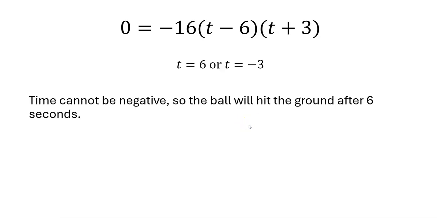Now, we're talking about time. We can't have negative time, right? We are not going backwards in time. Haven't figured that out yet. So we cannot use negative 3. So the ball will hit the ground after 6 seconds. Just t equals 6 is when the ball will hit.